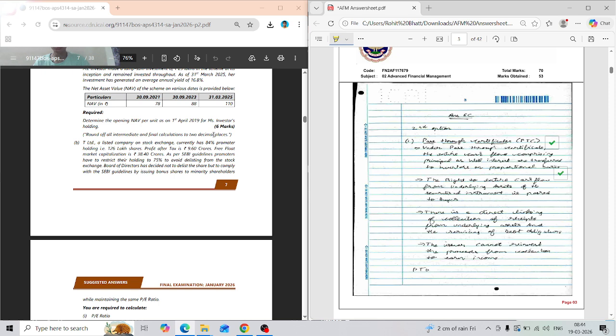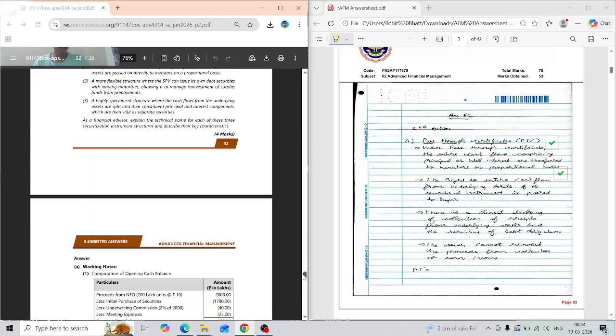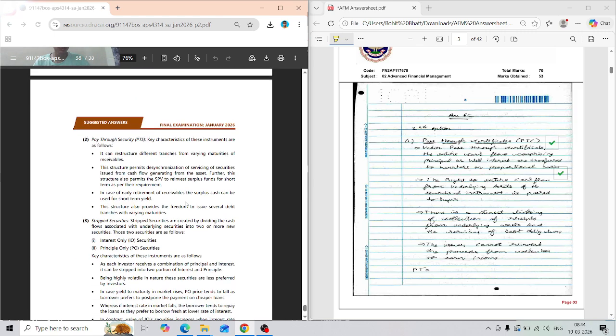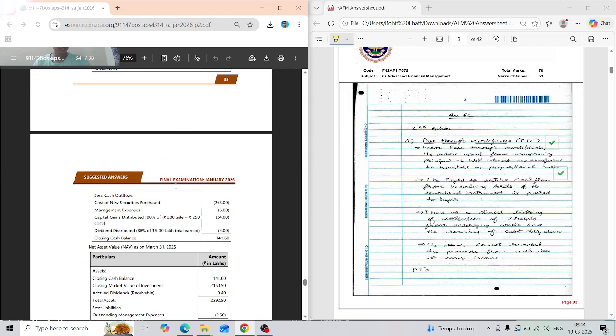The first tip is to always start with the answer you know the best. I have started with the sixth answer, which is the last question of the question paper. Yes, so the question was 6C.